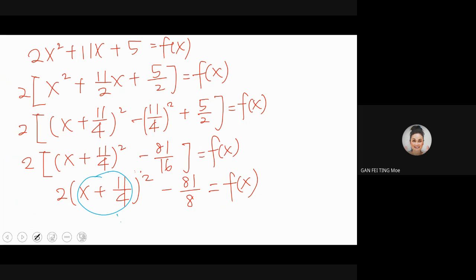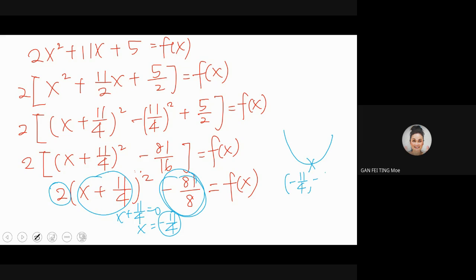So remember, x plus 11 over 4, you equate to 0. So your x is equal to negative 11 over 4. This is your axis of symmetry. And the value of this is the minimum value because a is positive. Combining this and this, you get negative 11 over 4 and negative 81 over 8. Done. Very simple.